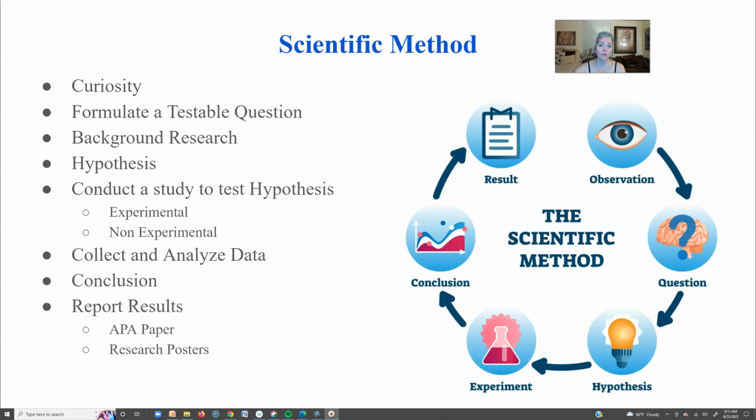Based upon that research, we will create a testable hypothesis. And that hypothesis will be our prediction of what we expect the results to be. And then we'll test that through designing a study. So we will design and conduct studies, either non-experimental or experimental, that will allow us to test that hypothesis. We will collect data based upon that study design and analyze that data using appropriate inferential statistics. Then, based upon the results of that, we will draw a conclusion. Was there enough research to support our hypothesis or reject our hypothesis? And then we will present those findings in an APA paper or a research poster or both. And so that is basically how the scientific method works.